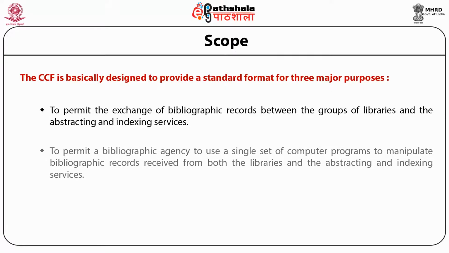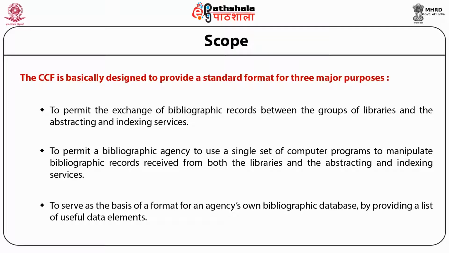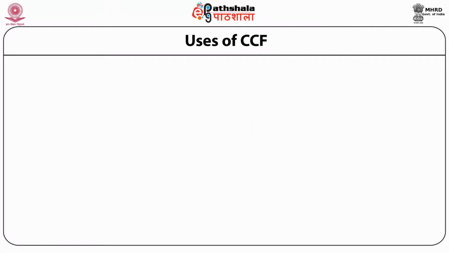Next, to permit a bibliography agency to use a single set of computer programs to manipulate bibliography records received from both the libraries and the abstracting and indexing services. When you get information from other abstracting services and libraries, since there is a single computer program, you can very easily use that information. Third, to serve as the basis of format for an agency's own bibliography database. That will also be useful for the own bibliography database of that particular library, by providing a list of useful data elements.